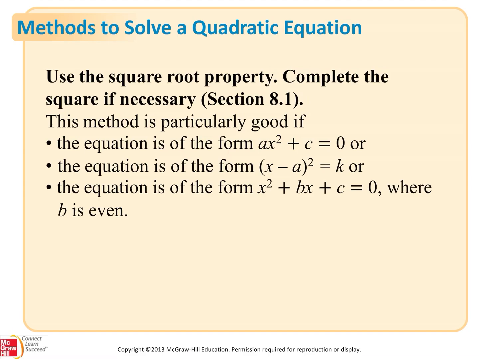The second one was the square root property. And although it says complete the square if necessary, we actually didn't learn the completing the square method, so you wouldn't be doing that.